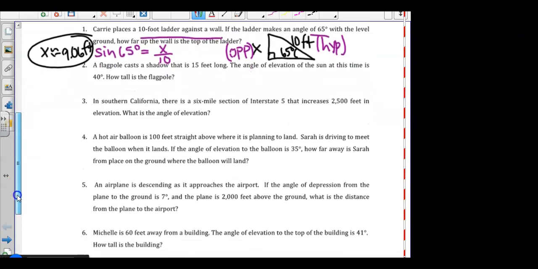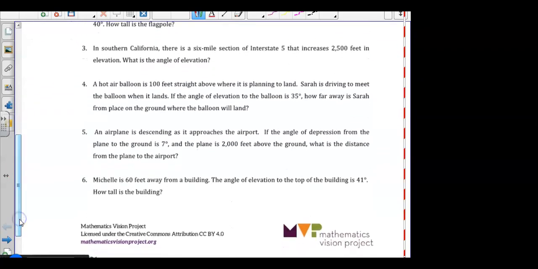We went through all of these in class, but let's skip down to number 4. A hot air balloon is 100 feet straight above where it's planning to land. So let's just say the hot air balloon is up here. Sarah is driving to meet the balloon when it lands. We are told the angle of elevation to the balloon is 35 degrees.